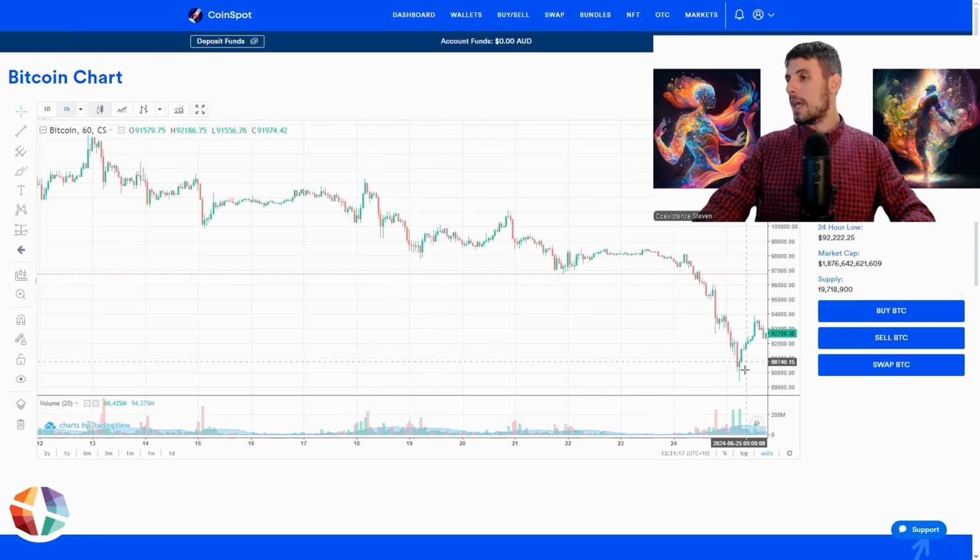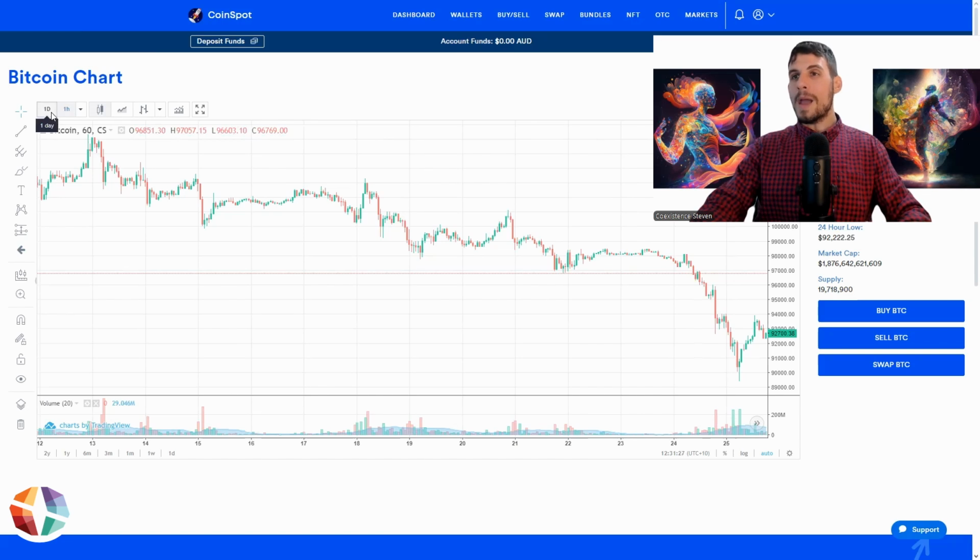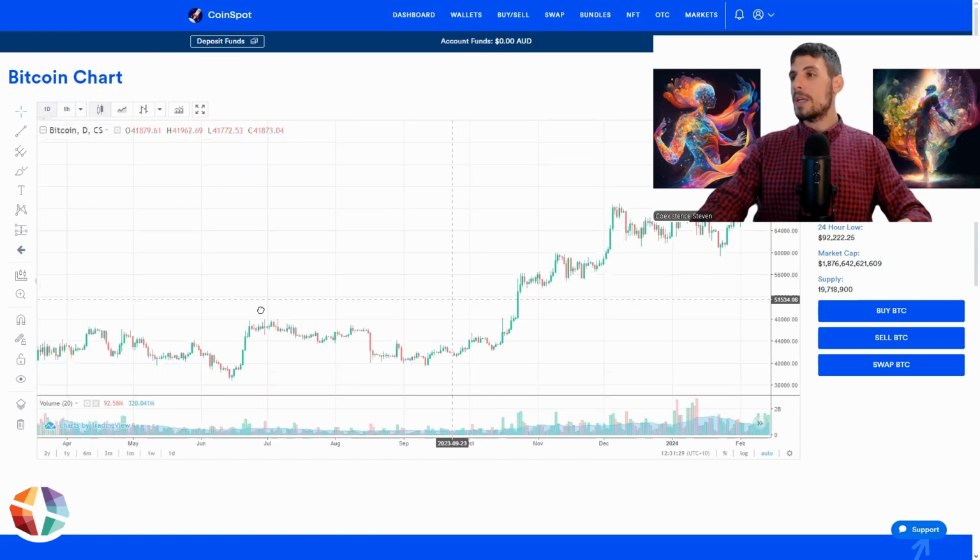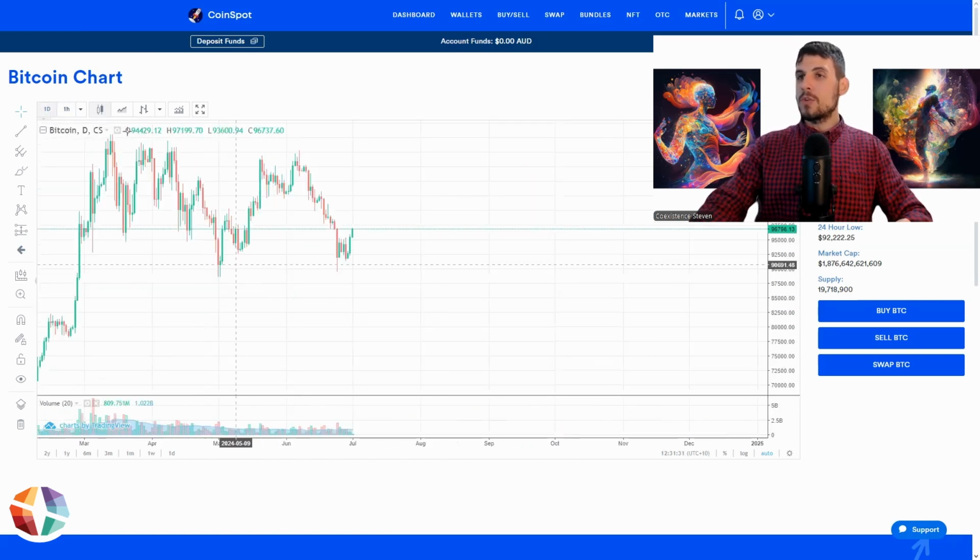Look at all those red candles. So it went from 98,000 down to 89,000. So it lost $10,000. So yeah, that actually is quite a big drop. But when you zoom out, so now this is 1D, so 1 day. So each one of these candles represents 1 day of time.